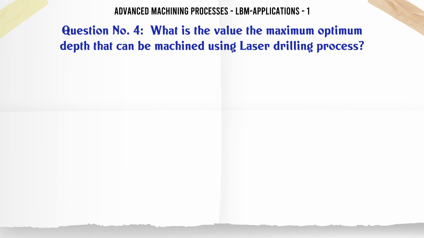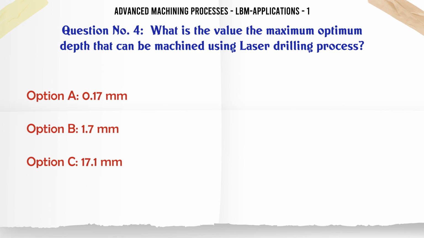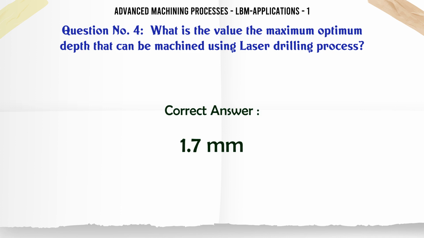What is the value of the maximum optimum depth that can be machined using laser drilling process? A. 0.17 millimeters, B. 1.7 millimeters, C. 17.1 millimeters, D. 171.7 millimeters. The correct answer is 1.7 millimeters.